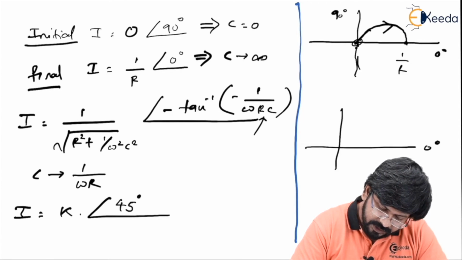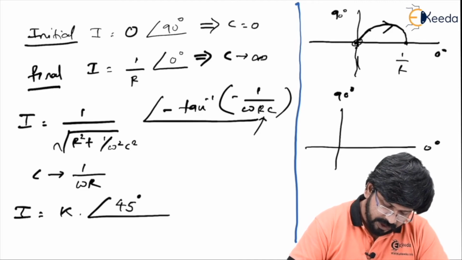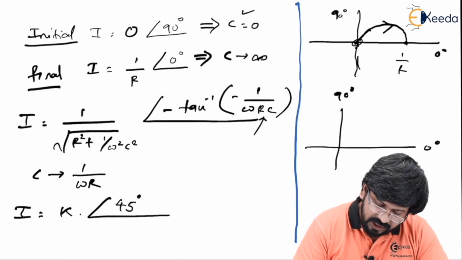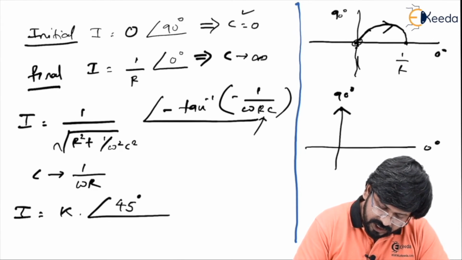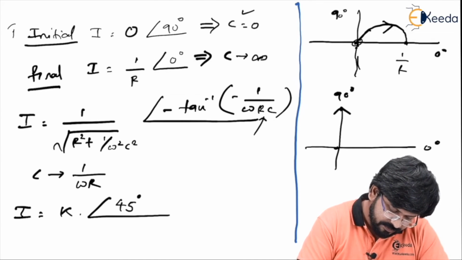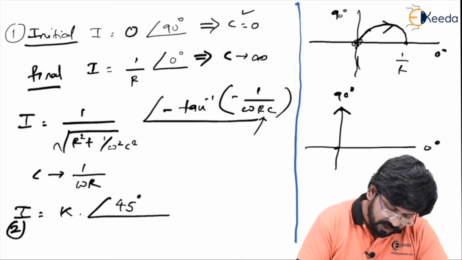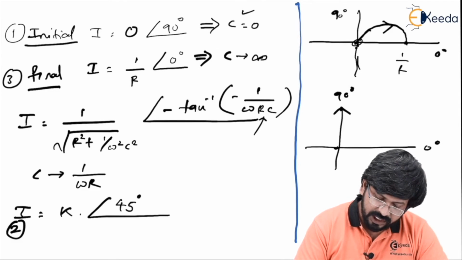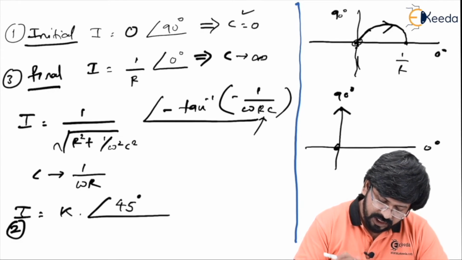So I'll go on trying this again. 0 degree, this is 90 degree. Now tell me, for the initial value, where c was equal to 0, the first value I got was 0 at an angle of 90 degree. 90 degree is this phase, and 0 means it is this point. So this is the first point, this is the second point of current, and this is the third point of current. The first point I have already mentioned in the graph.